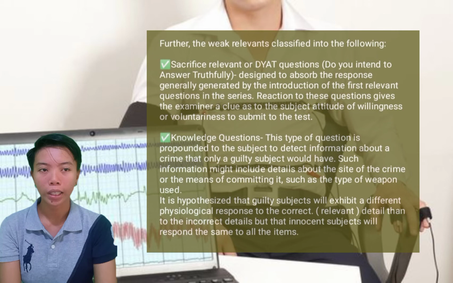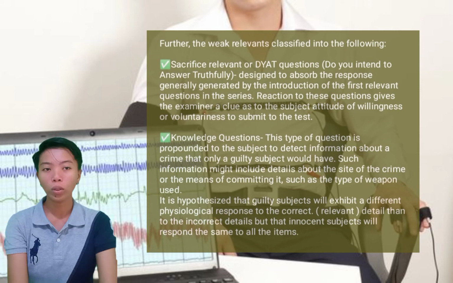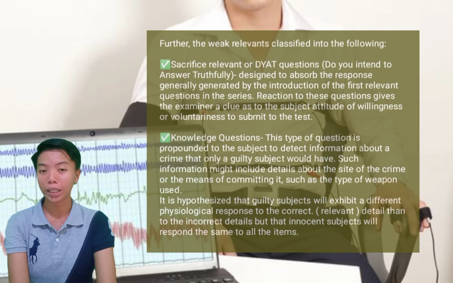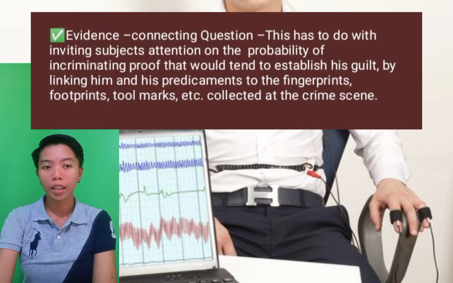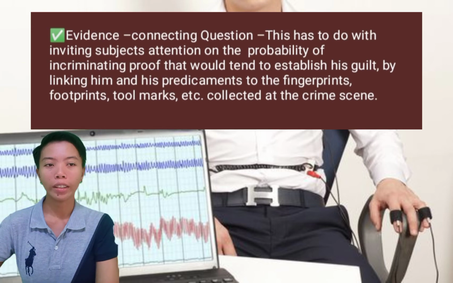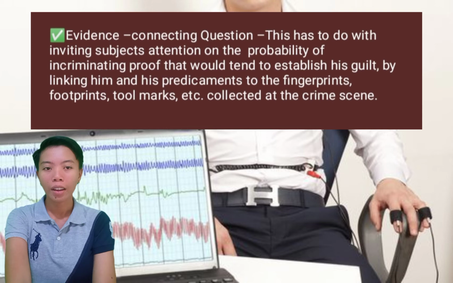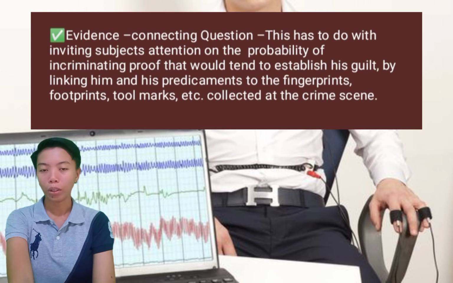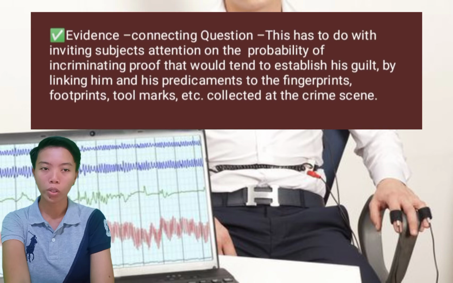Then the knowledge question. This type of question is designed to detect information about the crime that only a guilty subject would have. Such information might include details about the crime or the means of committing it, such as the type of weapon used. Next is the evidence connecting question. This has to do with inviting the subject's attention to the probability of incriminating proof that would tend to establish his guilt by linking him to the fingerprint, footprint, tool mark, and so on, collected at the crime scene. Example: Were the footprints outside the house of Rose yours?